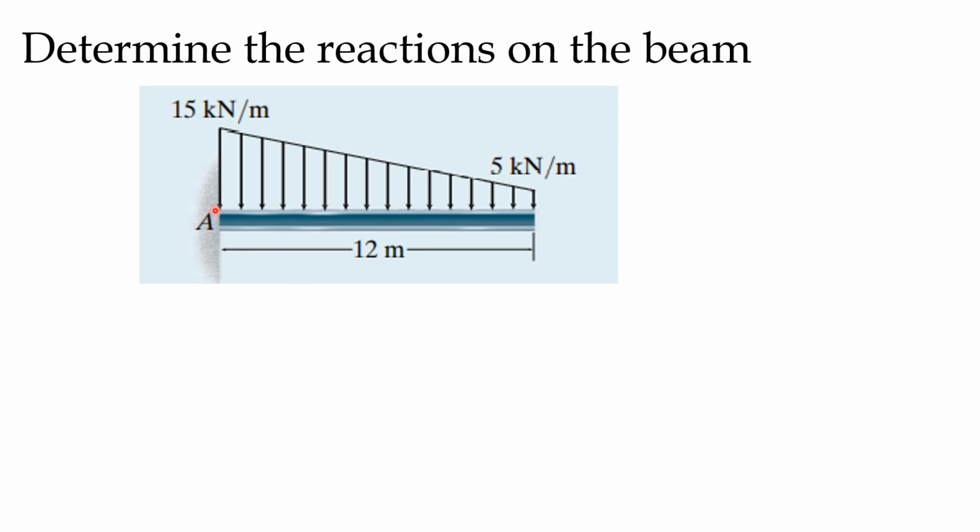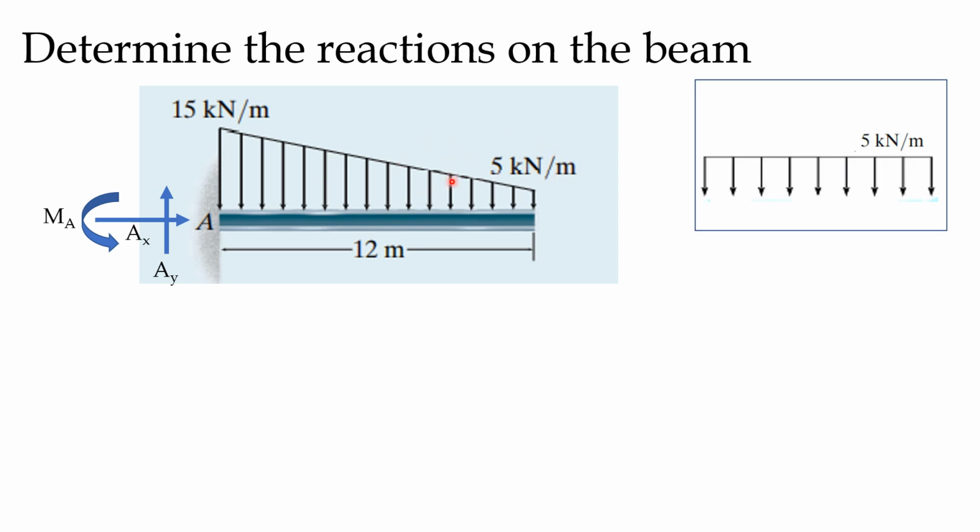We already know that since this is a fixed end, we'll get three reactions here. That is a reaction in horizontal direction, a reaction in vertical direction, and a moment in an anti-clockwise direction. Now, since this is neither a UDL nor a UVL, it is a combination of UDL and UVL. First, we'll try to distinguish the different types of loads acting.